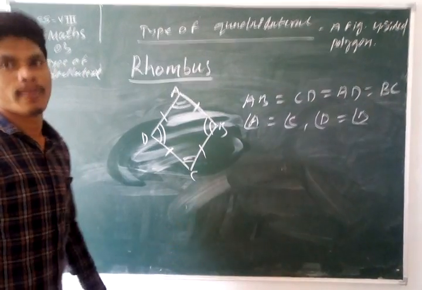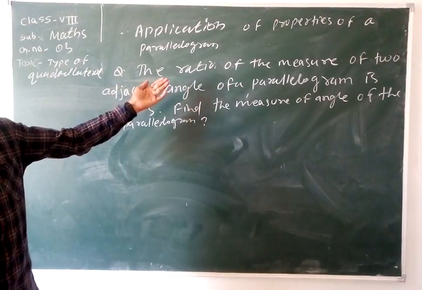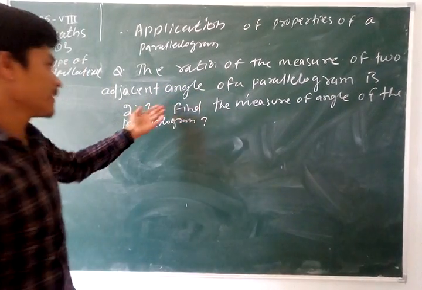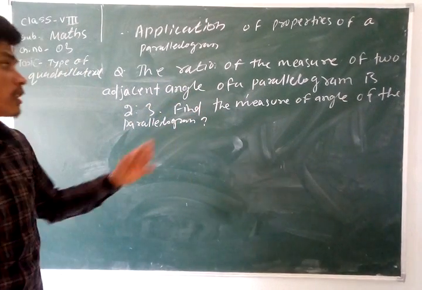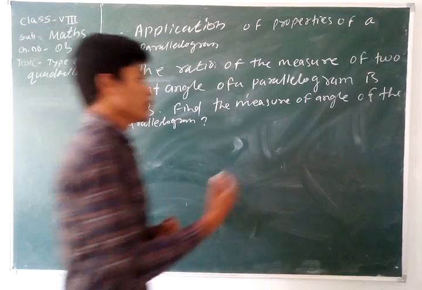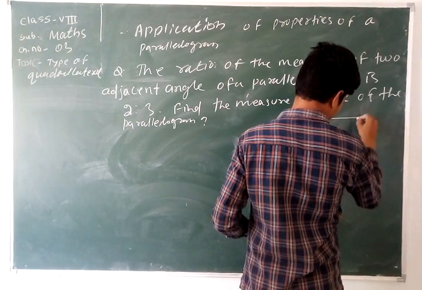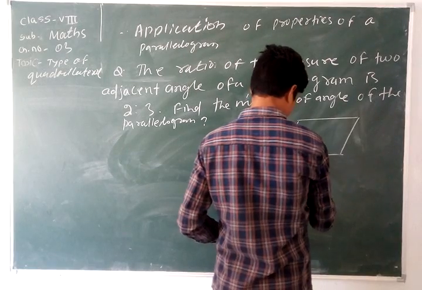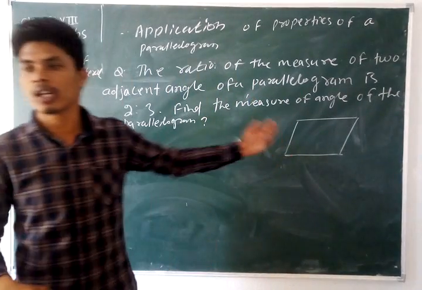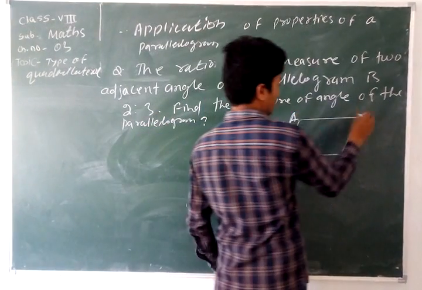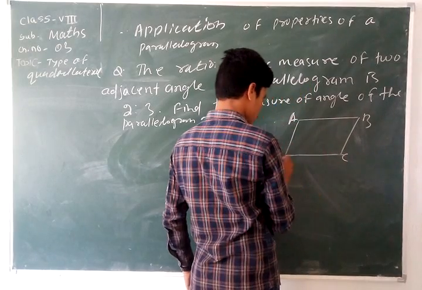The ratio of the measures of two adjacent angles of a parallelogram is 2:3. Then find the measure of the angles. First we construct a parallelogram. Here the parallelogram is there, and we label it A, B, C, D.